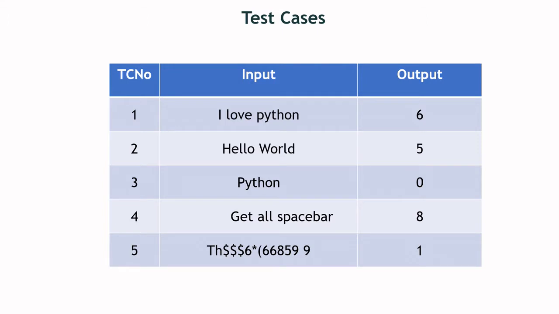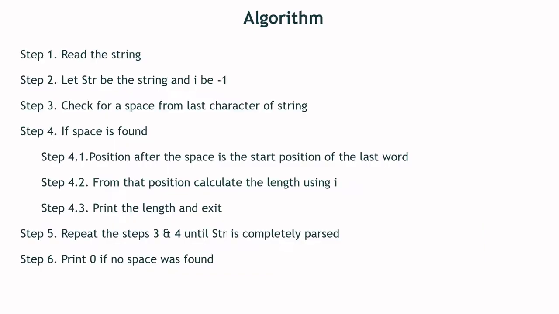These are the test cases. For test case 1, Python is the last word, so 6 is the length, and for hello world, 5 is the length. For the third test case, there is no last word as such, so you will have to return 0. I have given spaces before and after to understand if the solution works for special cases also.